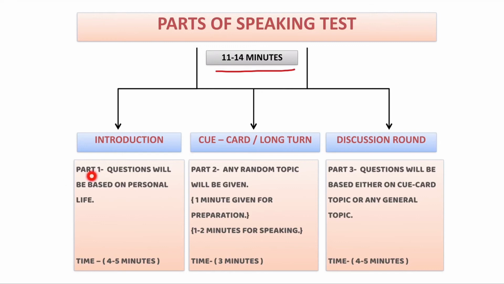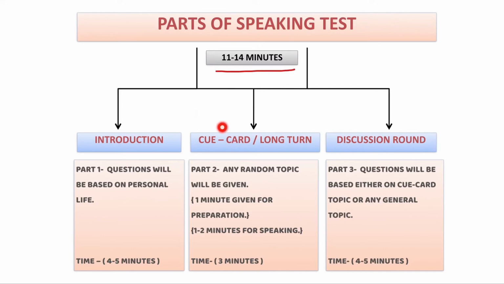Now, the first part says what kind of questions will be there in the introduction. So, questions will be based on your personal life. Personal life, that is what you do, what are your hobbies, what kind of bonding you have with your family members. So, this kind of very general questions will be asked to you in the introduction. And you must make sure that you answer your questions within 20 seconds, because the time given for the introduction part is 4 to 5 minutes and there will be n number of questions asked by the invigilator to you, so it's better to keep it short.